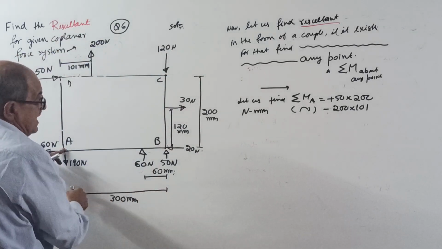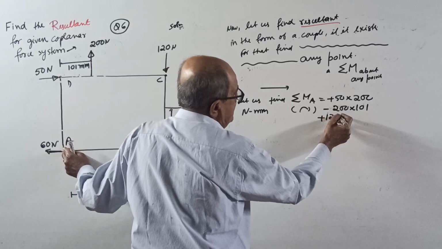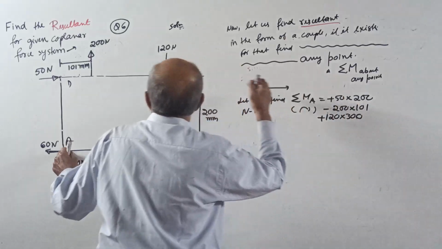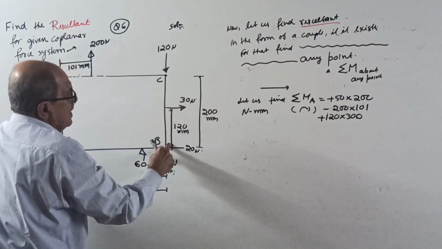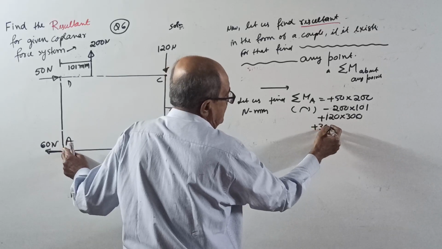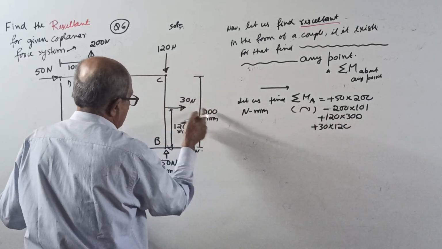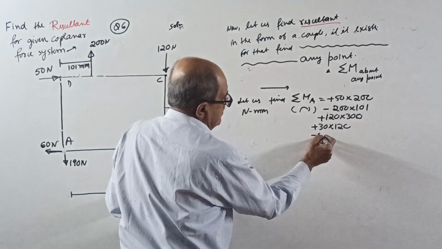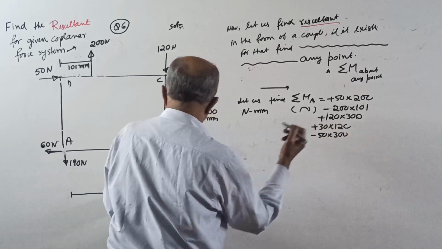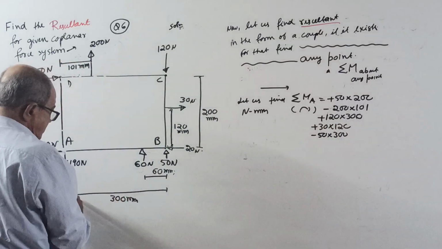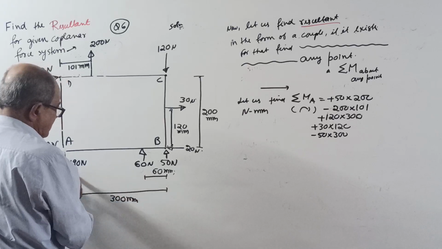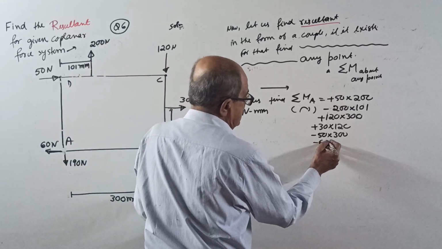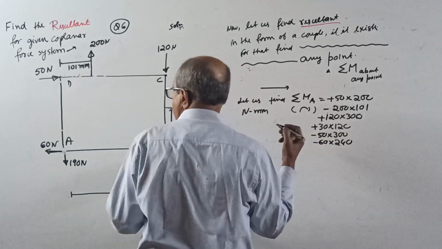Plus 120 into 300. I am writing one below the other, easier for me. Then plus 30 into 120, 20 into 0, minus 50 into 300. Minus 60 into 240, since this is 300, this is 60, and this is 240. All over? Yes, all over.